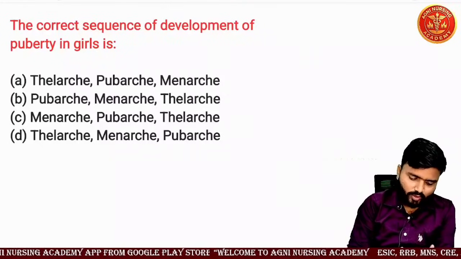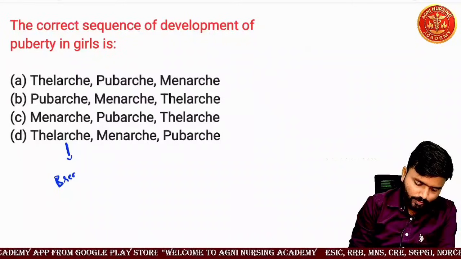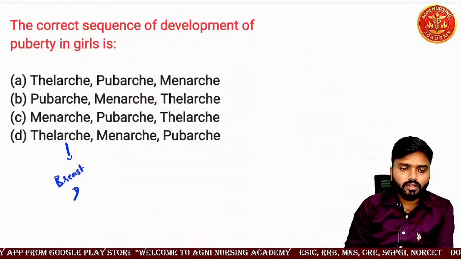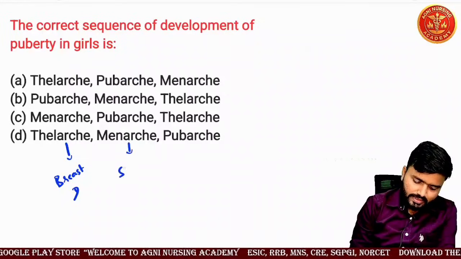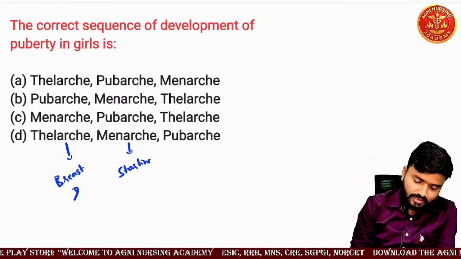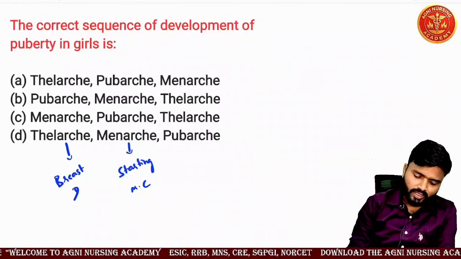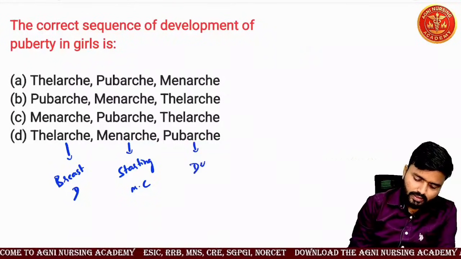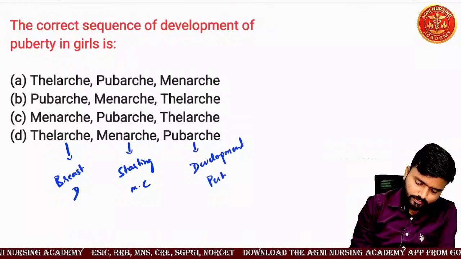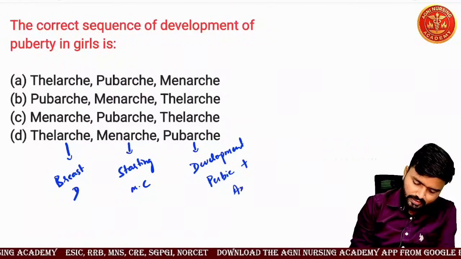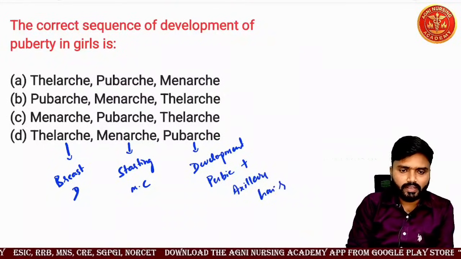So what is the meaning of telarche? I will tell here. Telarche means the breast bud development. Understood? Breast development we call the telarche, and menarche means the initiation, the first menstrual cycle. Pubarche means development of pubic hair and axillary hair. Pubic plus axillary hair, we call the pubarche.